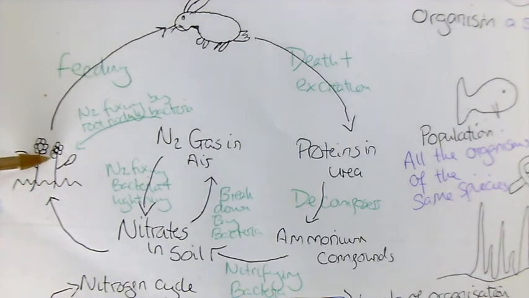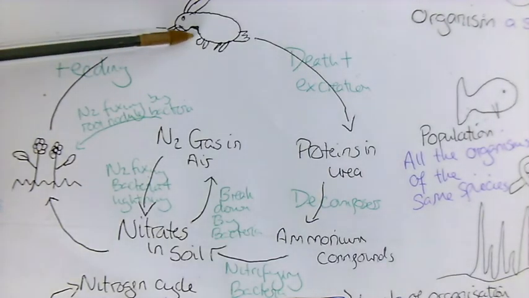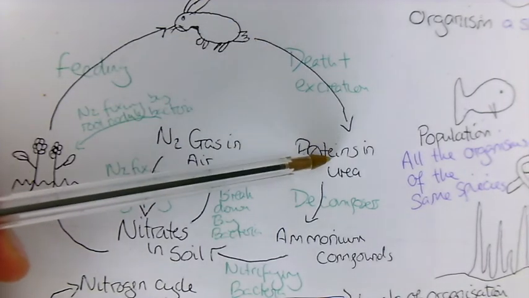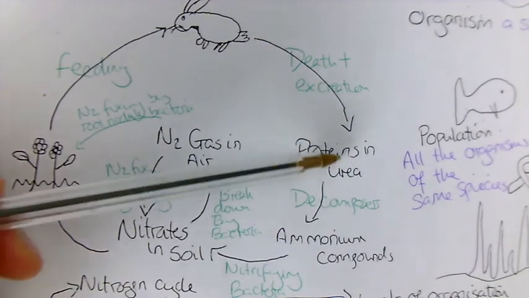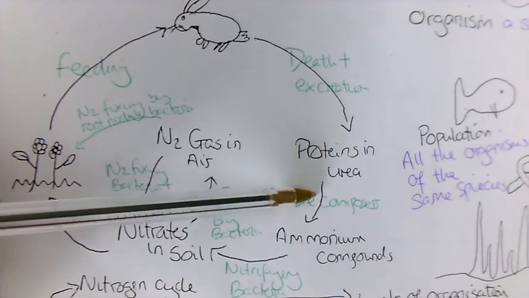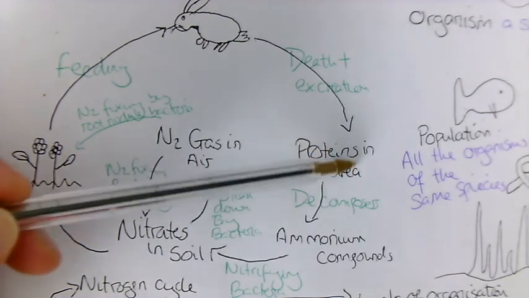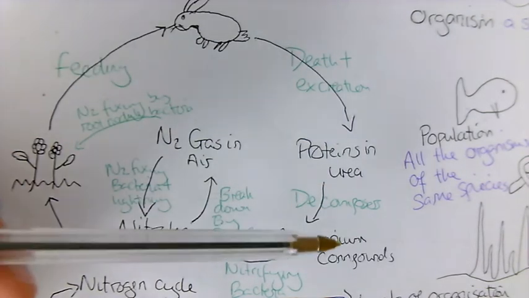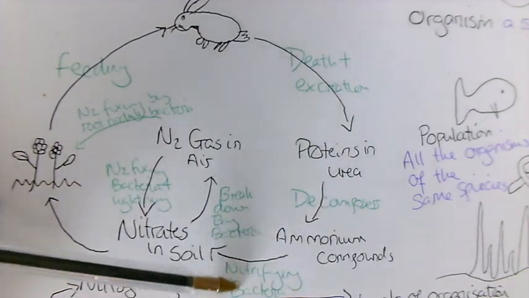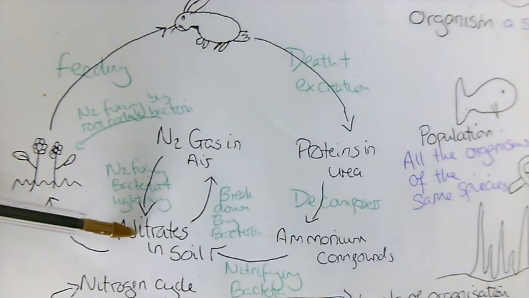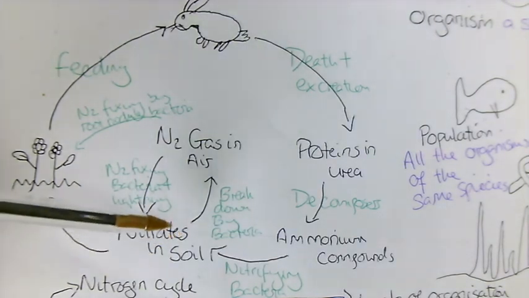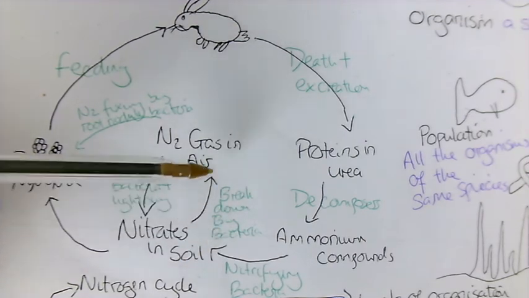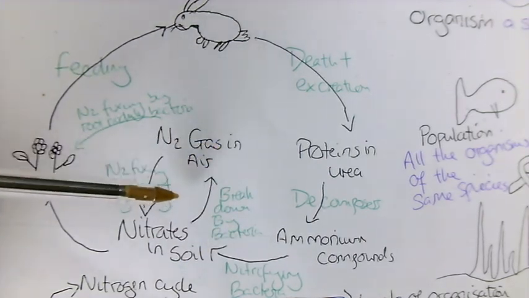Animals then feed on plants, which moves the nitrates into the animal. As the animal dies or excretes, that produces urea, which puts it back onto the ground. Decomposers and bacteria will break down this urea into ammonium compounds. Ammonium compounds are used by our nitrifying bacteria to put nitrates back into the soil. Now, nitrates in the soil can also be broken down by bacteria, which releases nitrogen gas to the air.